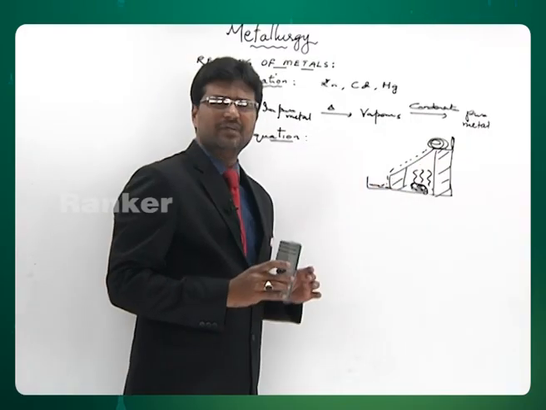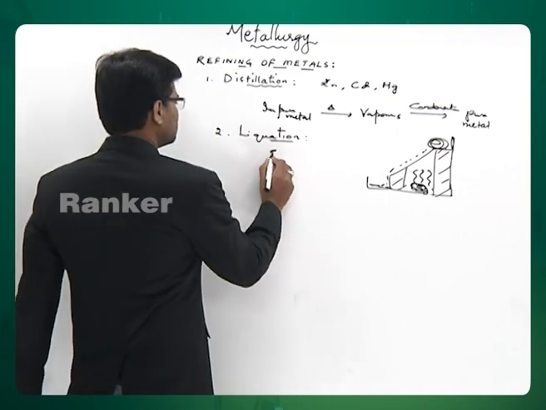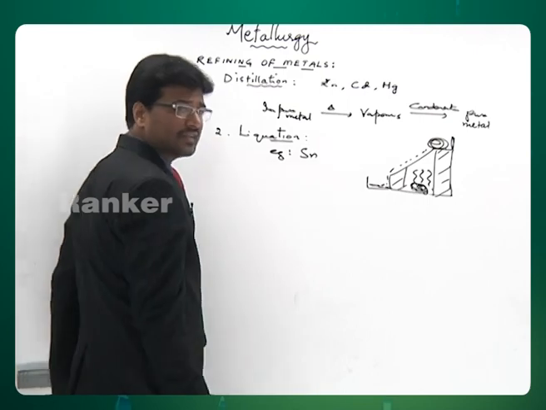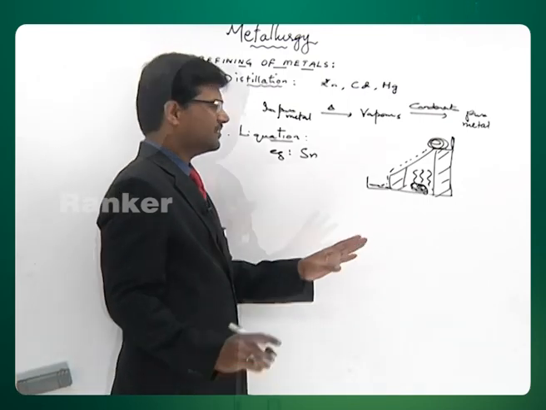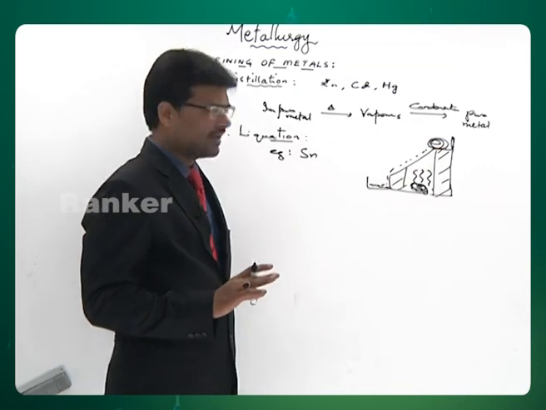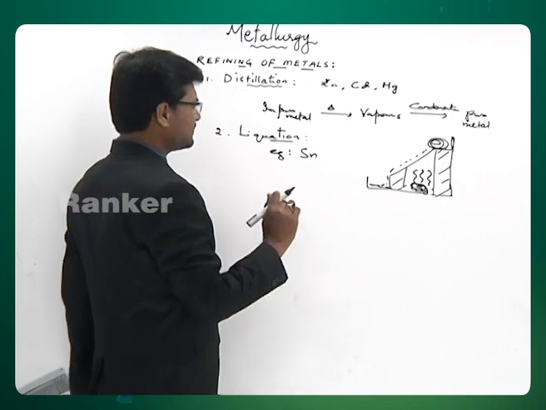So this method is applicable for those metals which have a low melting point. An example is tin. Tin is generally purified by this method called the liquation method. Metal is melted, it flows down as a liquid, impurities are left behind. This is a simple illustration of the liquation process.